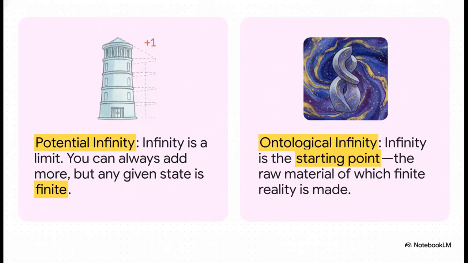And this, right here, this gets to the absolute heart of it. For Fock space, infinity is potential. You can always add one more floor to the library, but any real estate you describe is finite. It lives on a specific floor. For TOI, infinity is ontological. It's the actual substance of reality, the very stuff that finite things are made of. It's a huge difference in thinking.